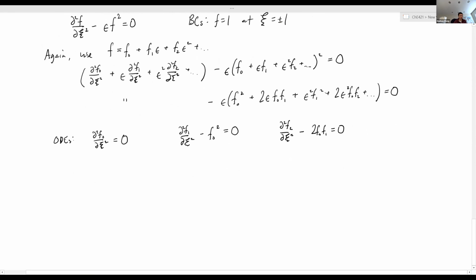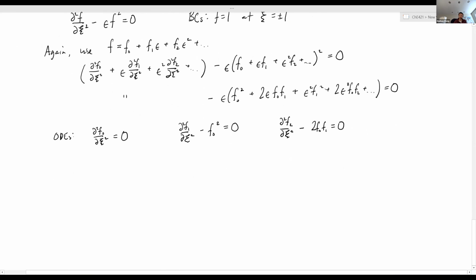And also, just like before, we need to deal with the boundary conditions, right? The boundary conditions say that at c equals plus or minus 1, then f equals 1, right? And of course, f is equal to this expansion right here, so let me just plug that in.